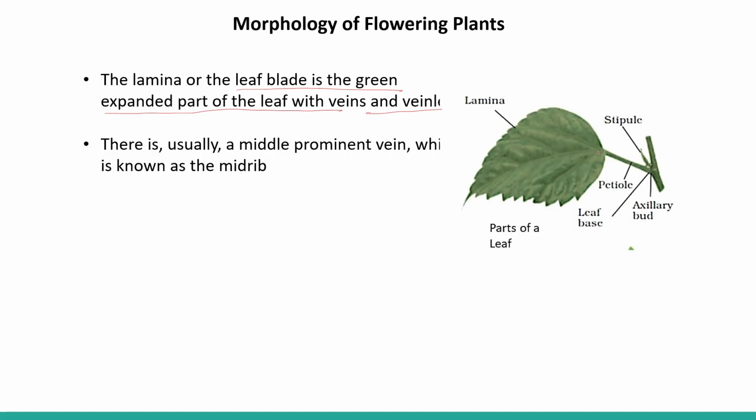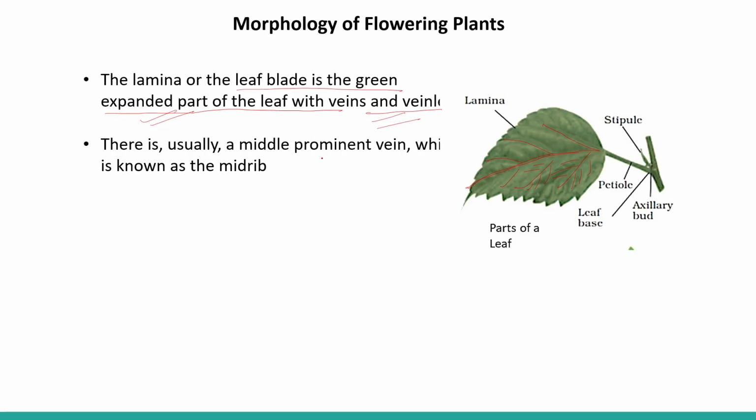So here we can see this is the main midrib and here we are having veins. And from the veins we are having numbers of veinlets like this. So lamina or the leaf blade is the green expanded part of the leaf with veins and veinlets. The veins and veinlets are present on the lamina part.